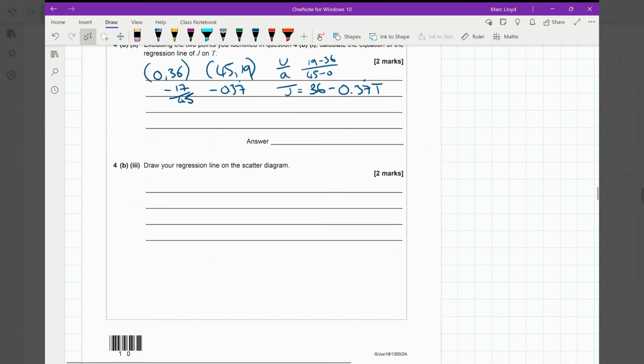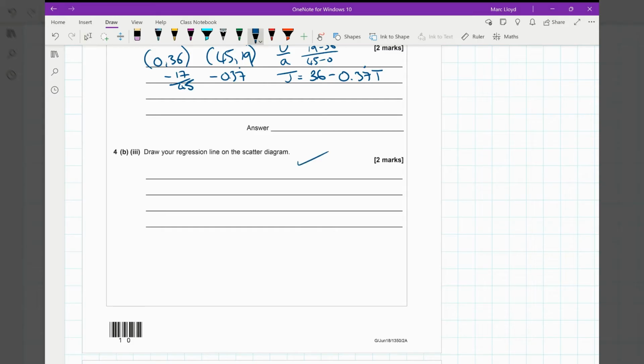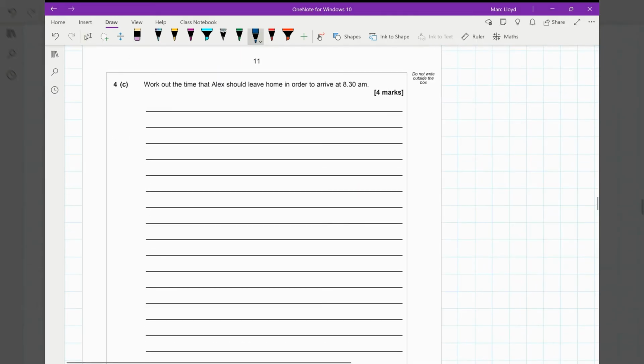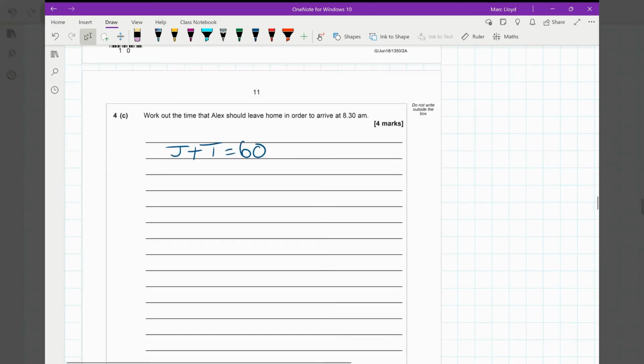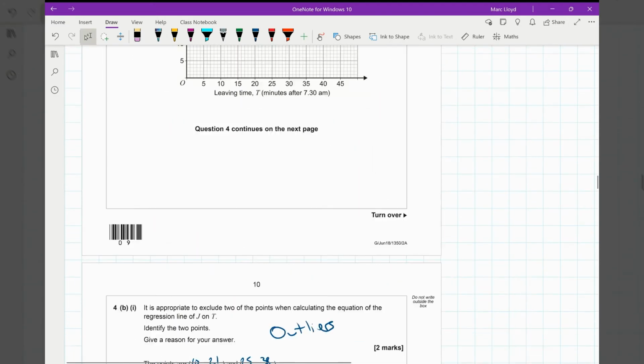Okay, last bit. Draw your regression line. Done that. Cheers. Work out the time that Alex should leave home in order to arrive at 8:30. Now, everything above was saying 7:30 was the start time. So basically, the journey time and the other time has to equal 60 in order for him not to be late. So let's look at this.